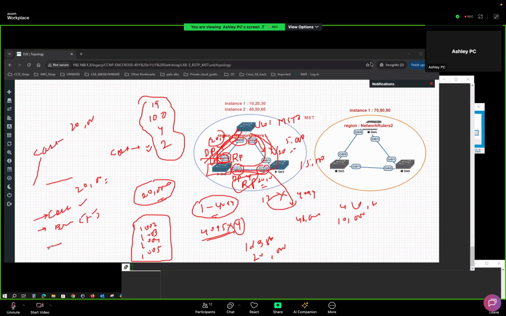If it is also not matching, then the sending switch port priority. By default the port priority is 128, as in 128.1, 128.2. So what is the priority by default? 128. If it is also not matching, then the sending switch port ID. The ID means 00 or 01 or 02, whoever has the least one. From that port, if I am connecting to that one, that port will become the root port.